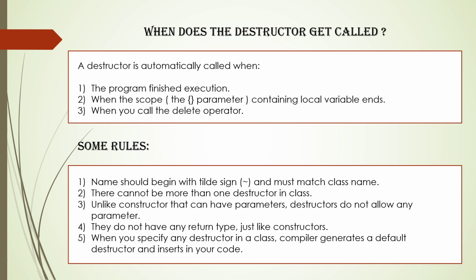The name should begin with the tilde sign and must match the class name. This I have already told. There cannot be more than one destructor in a class. You can only mention one destructor in the whole class. Unlike a constructor that can have parameters, a destructor does not allow any parameters. They do not have any return type, just like constructors. When you don't specify any destructor in a class, the compiler generates a default destructor and inserts it in your code.